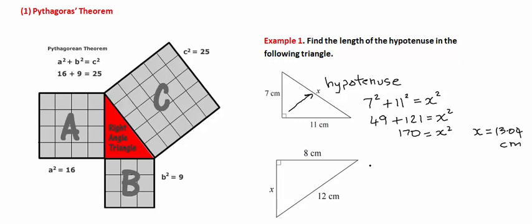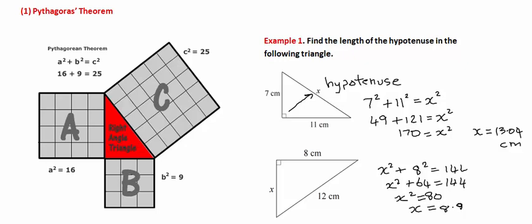Okay, in this question the hypotenuse is already known, which is 12, but we need to find the other side. So we use the same formula, x squared plus 8 squared equals 12 squared, which is 144, and 8 squared is 64, so we write that. Okay, so x squared will be equal to 80. So x will be the square root of 80, which is 8.94, and the unit cm.